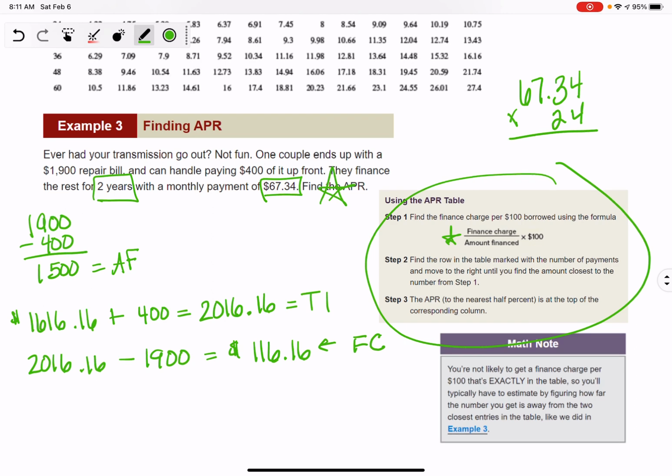Now we can do step 1, which is the finance charge, $116.16 divided by the amount financed, which was our $1,500. And then we're going to multiply that by 100. So go ahead and punch that into your calculator. 116.16 divided by 1,500 times 100 equals 7.744.